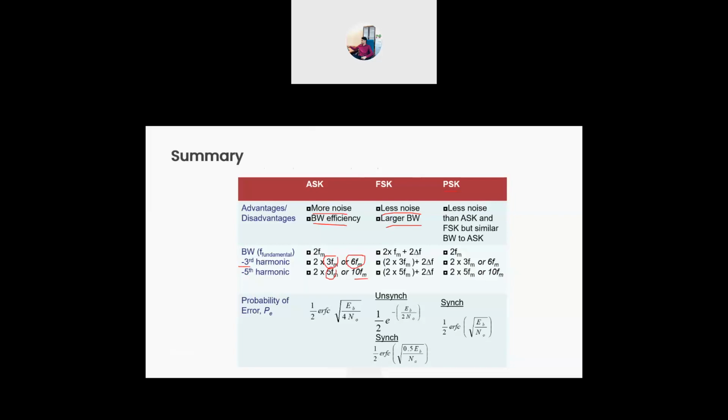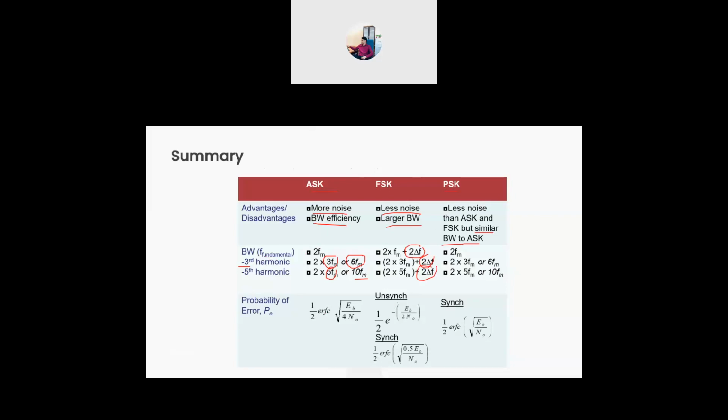For FSK, we need to add the same, however we also need to add 2 delta F. This is for FSK. For PSK, the bandwidth calculation is just the same as ASK, as we covered before. For probability of error, ASK is half error function of EB over 4 N naught.